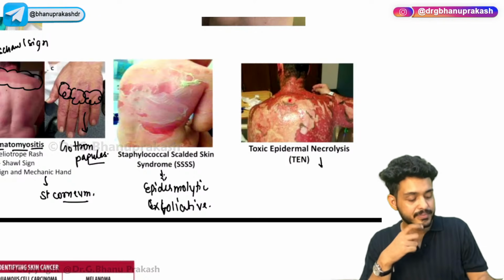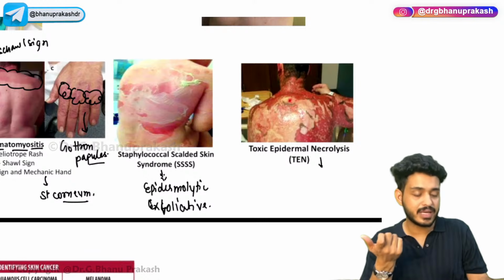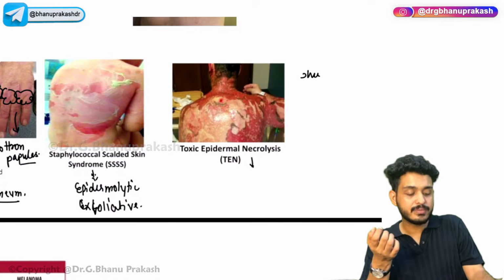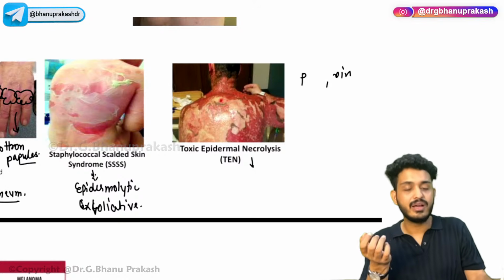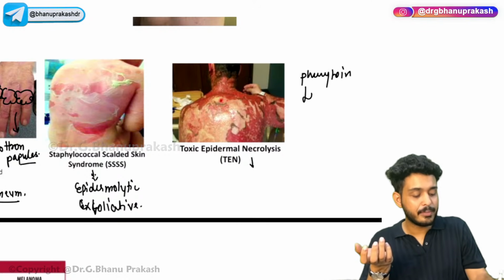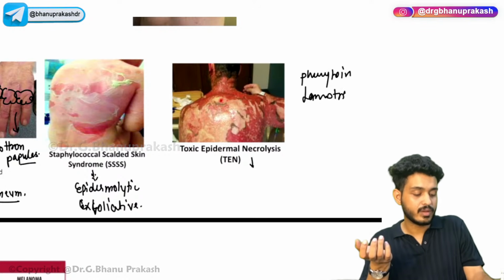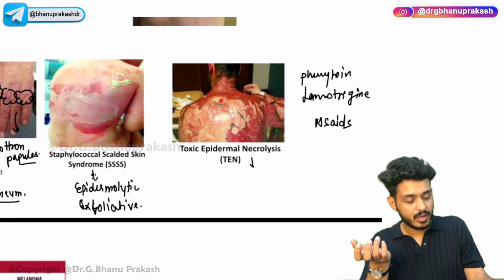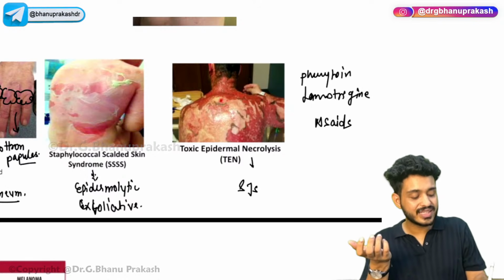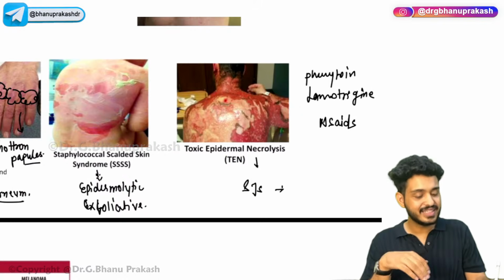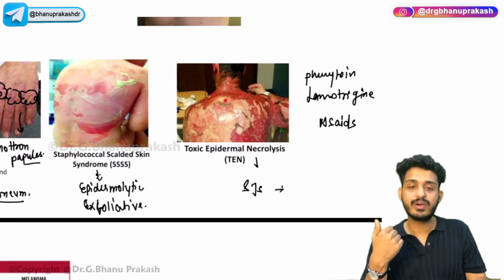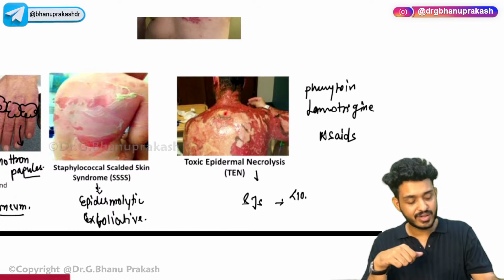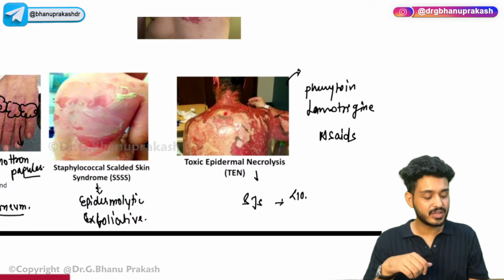Okay, TEN will be having toxic epidermal necrolysis. It will be having connection with some drugs like phenytoin. Okay, it can be having connection with lamotrigine. Okay, it can be due to some NSAIDs also. Okay, there is also one more thing, that is Stevens-Johnson syndrome. Less than 10% of the body area will be covered there. It can also be due to drugs. Okay, this is your TEN. More than 30% of area will be covered.